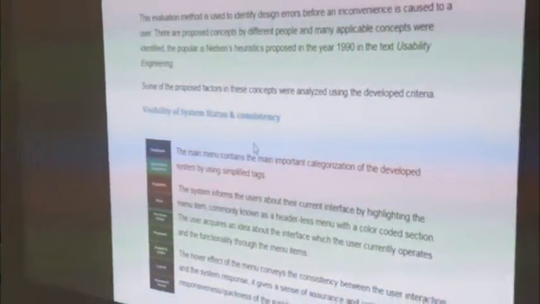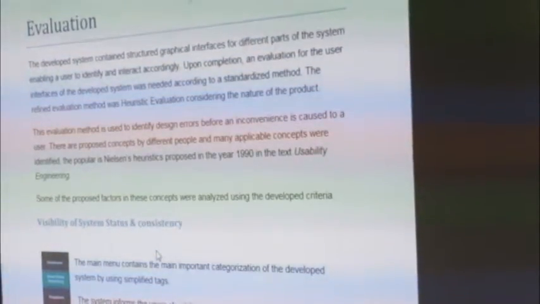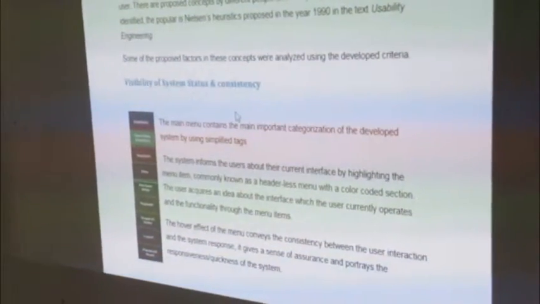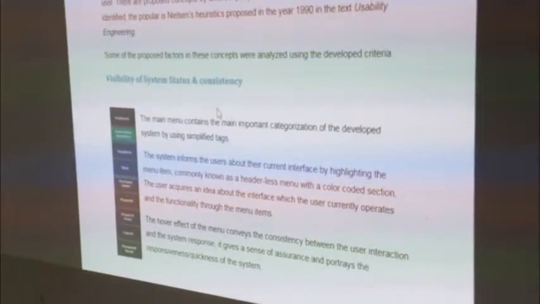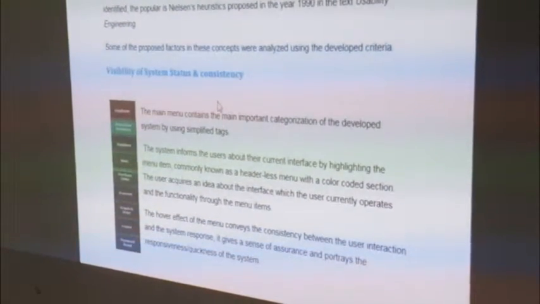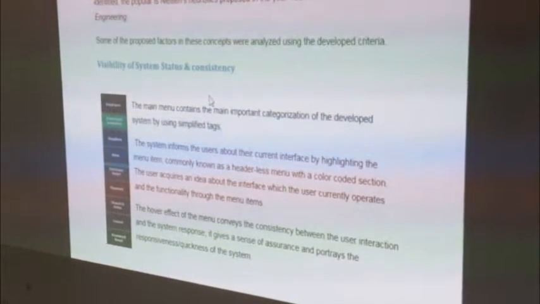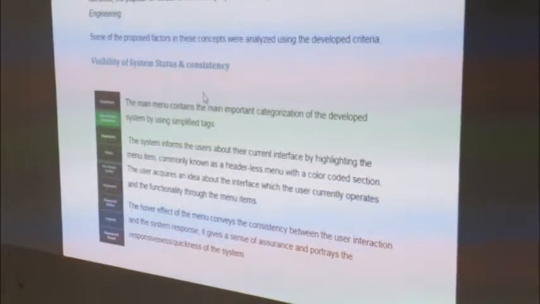Did you use some experts' knowledge for this evaluation, or the knowledge and experience of the users? For most Java systems, heuristic evaluation was the better one, I thought. We used two evaluation types. One I'll show you later on, and this shows Nielsen's heuristics proposed in 1990, from the text Usability Engineering. The first topic he discusses is visibility of system status and consistency.